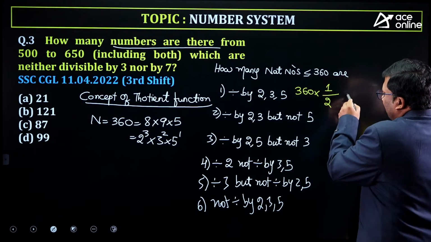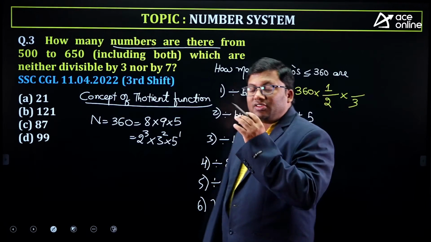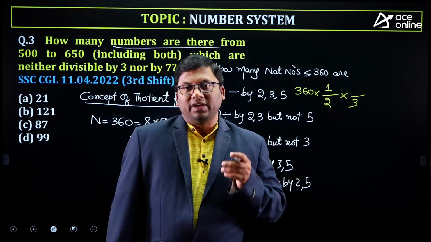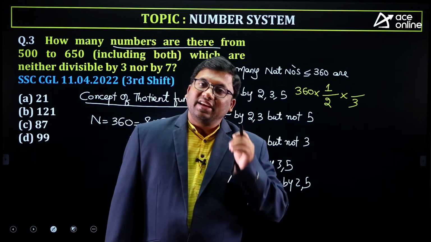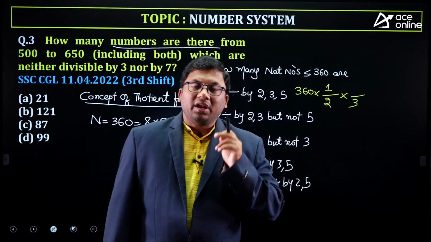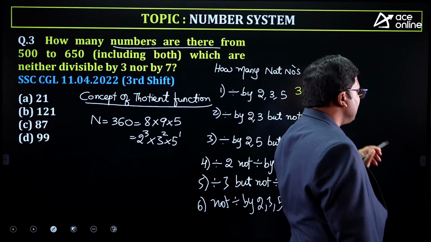Next, divisible by 3. You take any 3 consecutive numbers. 4, 5, 6. 6 is divisible by 3. 8, 9, 10. 9 is divisible by 3. Any 3 consecutive numbers, one number is divisible by 3. So out of 3, one number is divisible.